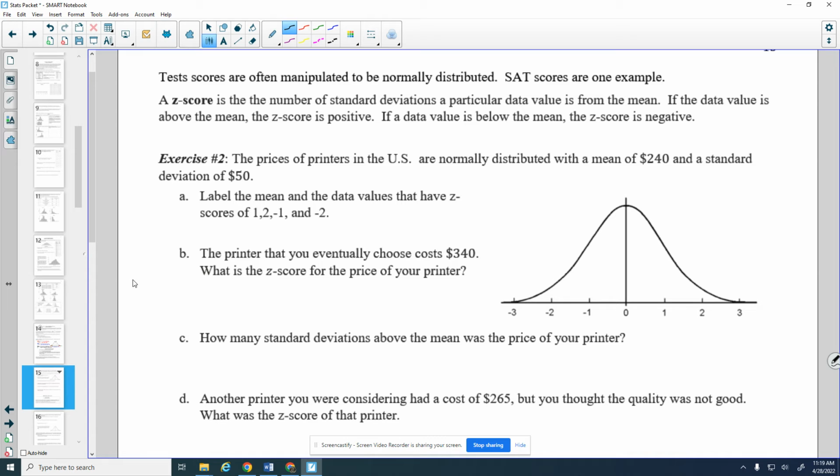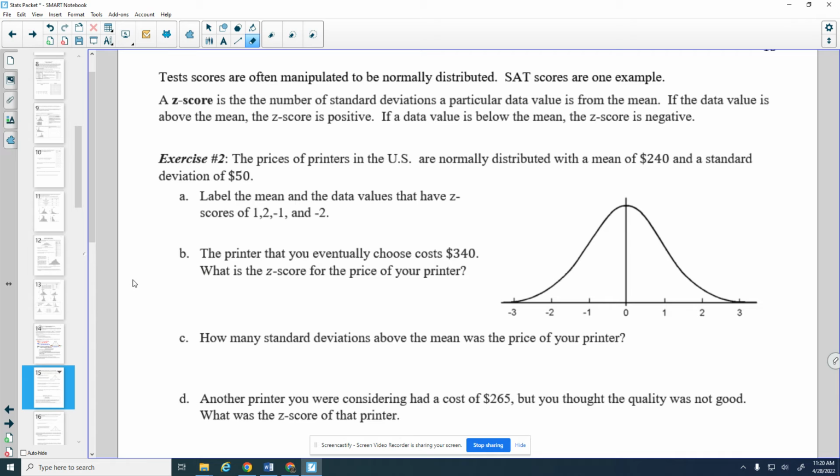So if the data value is above the mean, the z-score is positive. If a data value is below the mean, the z-score is negative. So these numbers here, the standard deviations, are actually z-scores. They're not the only z-scores because we can have decimal z-scores, but those are z-scores.